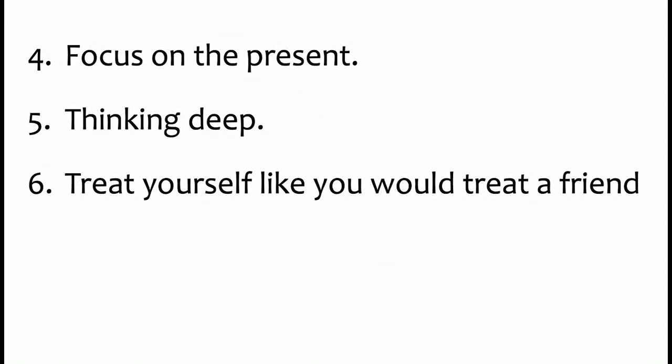6, treat yourself like you will treat a friend. Friends are very important to us. Friends are adorable. So if you could adore your friend and treat your friend well, it is expected that you treat yourself accordingly.